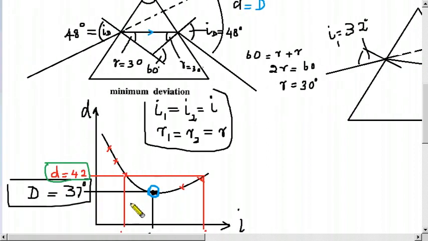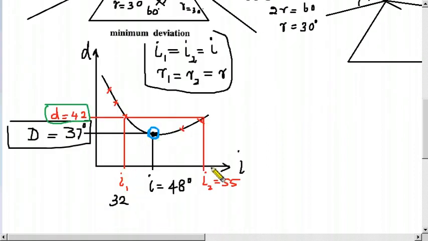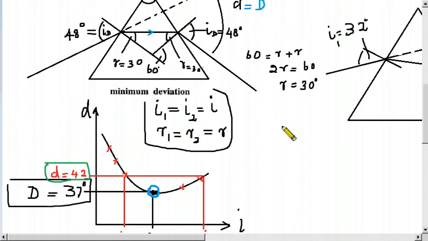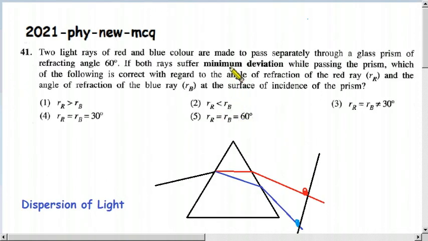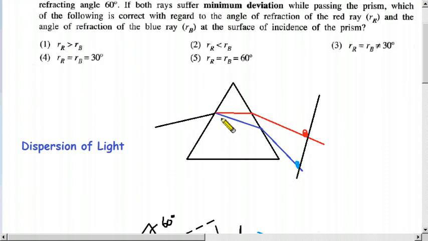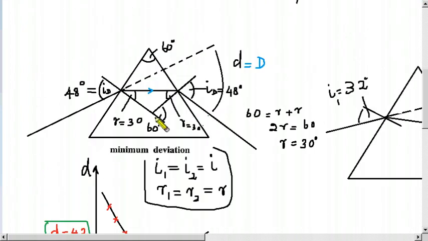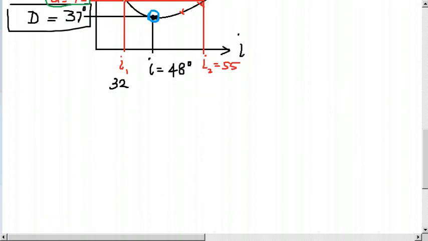So in the graph, those values can be seen like this at both sides of this I value, which is specific for the minimum deviation. So children, deviation is like that. What they ask is, at the minimum deviation point, what is the relationship between the refracted angles of the red and blue rays. So whether it is red or blue, now let us go to colors.